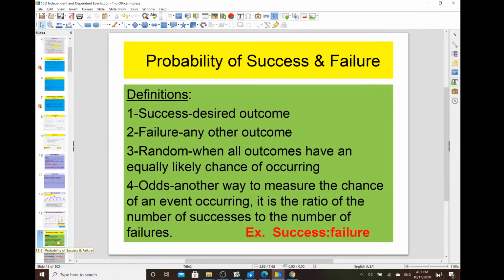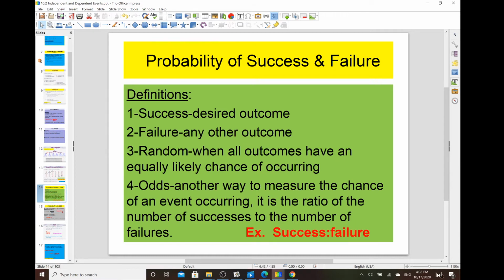Okay, so now let's see what else we have. Probability of success and failure. Definitions: 1, success is the desired outcome. 2, failure is any other outcome. 3, random is when all outcomes have an equal likely chance of occurring. And odds are another way to measure the chance of an event occurring. This one is the ratio of the number of successes to the number of failures. What I mean by this is just in general.